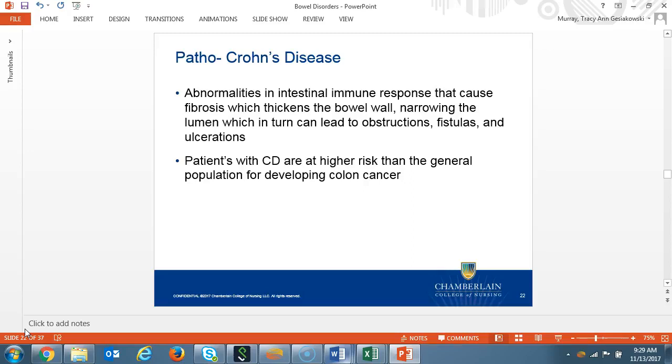In Crohn's disease, there are abnormalities in the intestinal immune response that produce areas of tissue damage. With progression of the disease, fibrosis thickens the bowel wall, narrowing the lumen, which in turn can cause obstructions, fistulas, and ulcerations. Individuals with Crohn's disease are at greater risk for developing colorectal cancer than the general population.